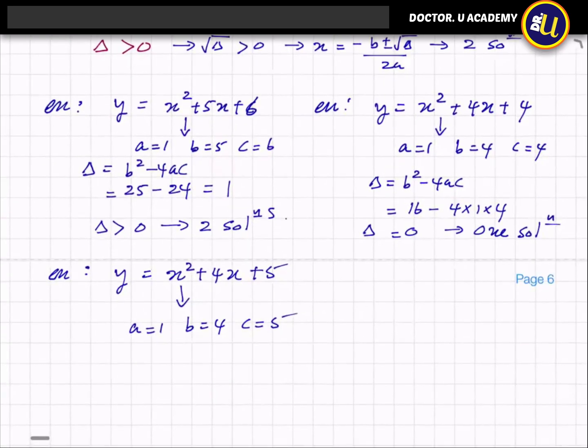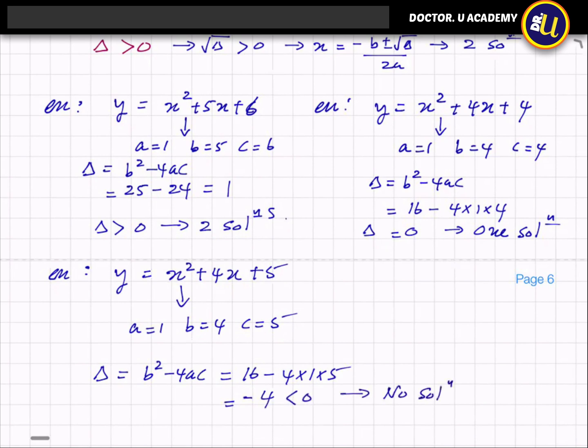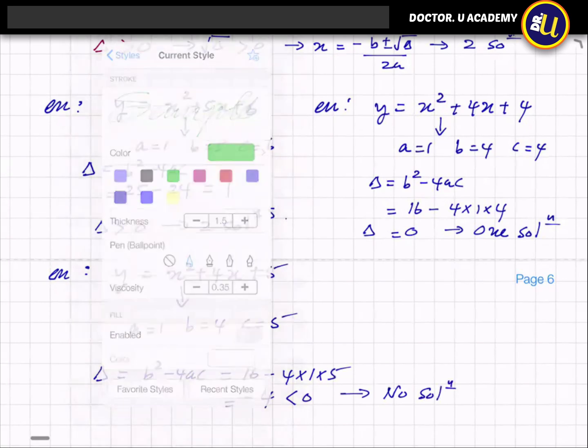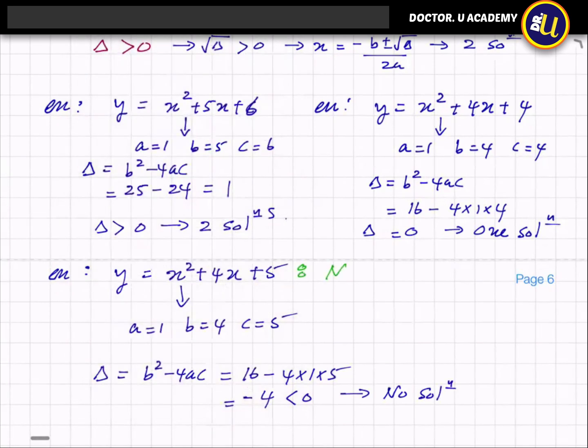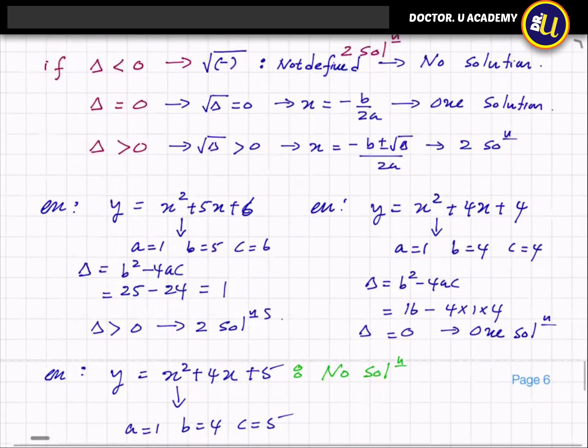So now when it comes to the last example, delta would be b squared minus 4ac. So b squared is equal to 16 minus 4 times 1 times 5. So the answer is minus 4, less than 0. So this is the condition for no solution. So we can conclude that this equation has no solution. That means no x intercept. This one has two solutions. This one has one solution.